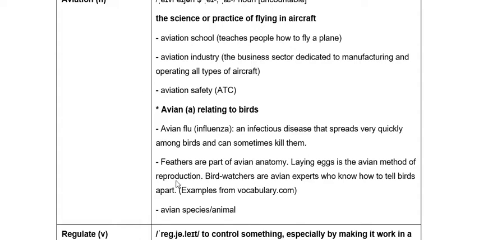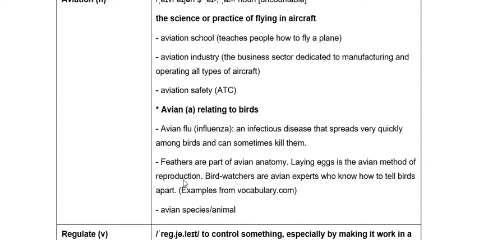Some other examples: feathers are part of avian anatomy. Anatomy is basically body structure. So feathers are part of the body structure of birds. This word is also very important, anatomy. You will encounter it sometimes in writing task 1 when you need to describe the anatomy of an animal. Okay? We can talk more about this later, but this word you will encounter in your reading, your listening, and even your writing. Laying eggs is the avian method of reproduction.